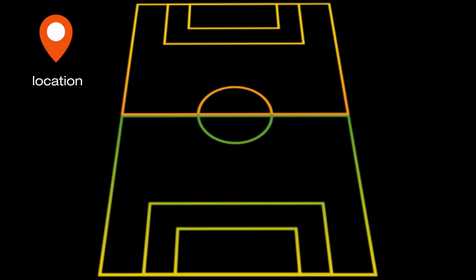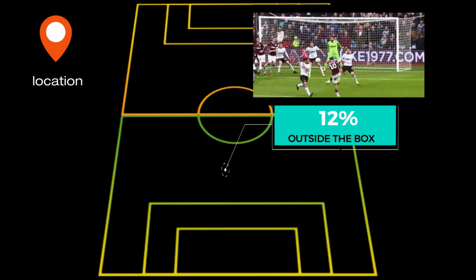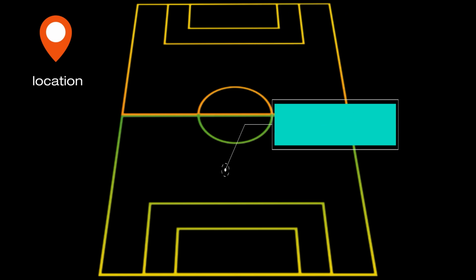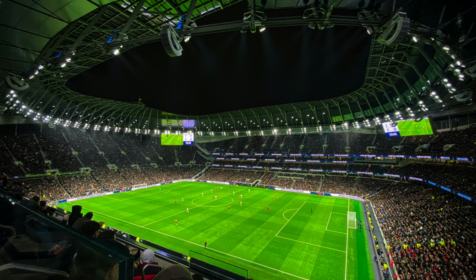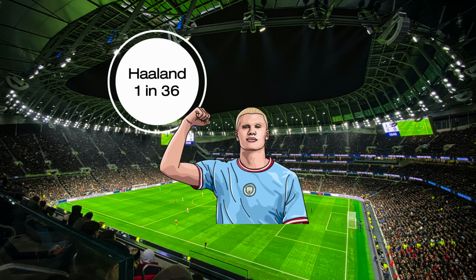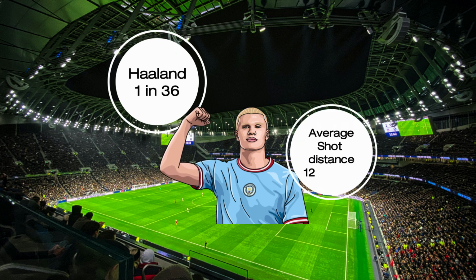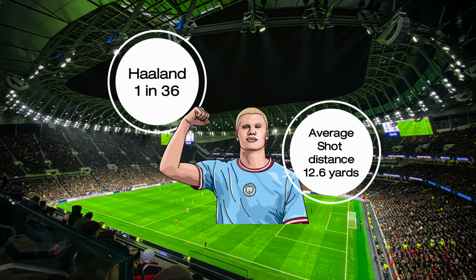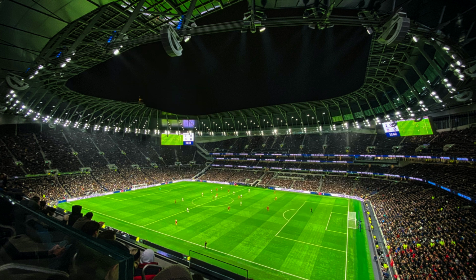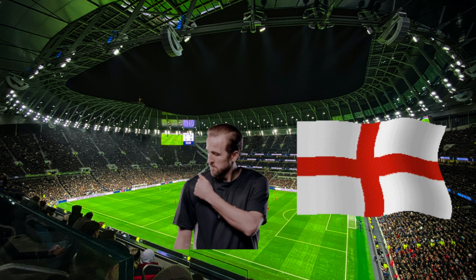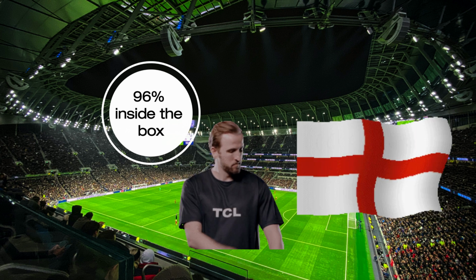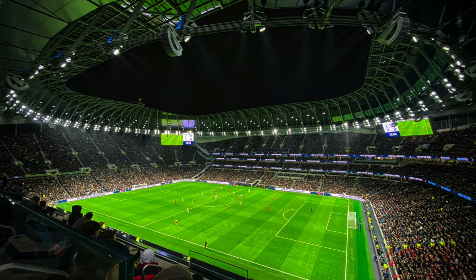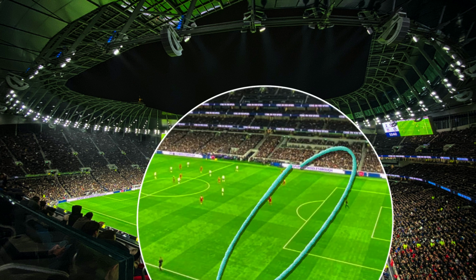Well, Premier League stats are almost identical every single year, with 12% of goals coming from outside the box and 88% coming from inside. If we put strikers under the microscope, just one of Haaland's 36 goals came from outside the box last season. And it's backed up as well by his average shot distance being 12.6 yards. Then, if we jump internationally and look at one of the best finishers in the world, 96% of Harry Kane's England goals have come from inside the box. Now, despite these stats, we still see so many finishing sessions from outside the area.